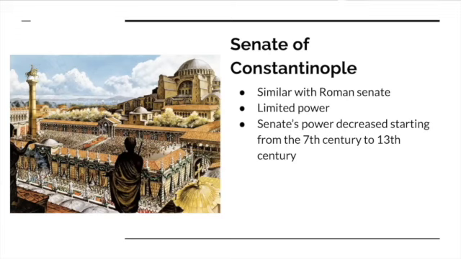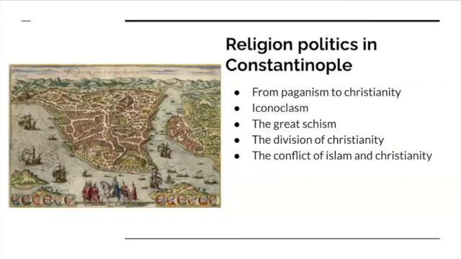The Senate had limited power. In this case, that means they could not make decisions on their own on important matters without the approval of the emperor. The emperor also did not need to consult the Senate in his decision-making. Even though it was limited, the Senate still had power, but from the 7th century towards the 13th century, the power declined and gradually vanished. In those years, emperors were gaining power and ruled without the Senate.